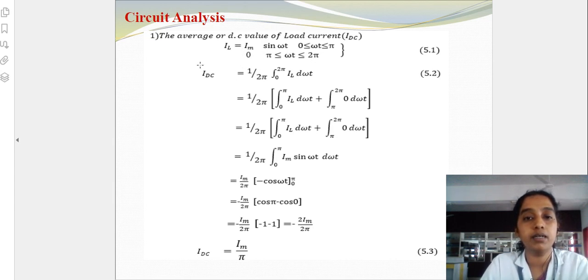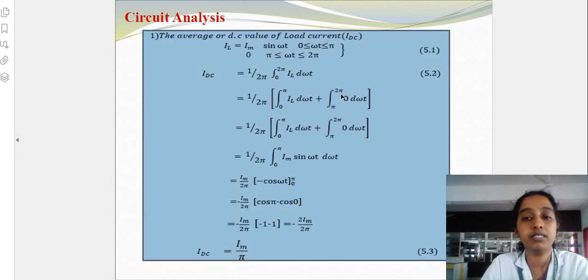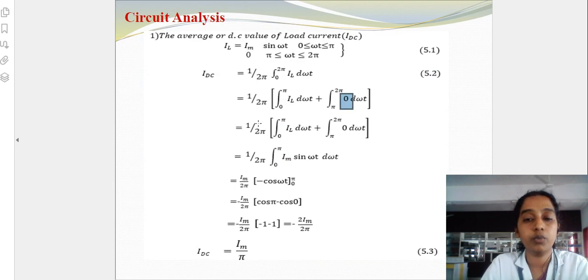So consider DC value of current is 1 by 2 pi into integral 0 to 2 pi load current IL into d omega t. So here we know that I have values for half-wave rectifier only for 0 to pi. For pi to 2 pi my value is 0. So we need to consider only the integral 0 to pi. So 1 by 2 pi into integral 0 to pi IL into d omega t plus 0.